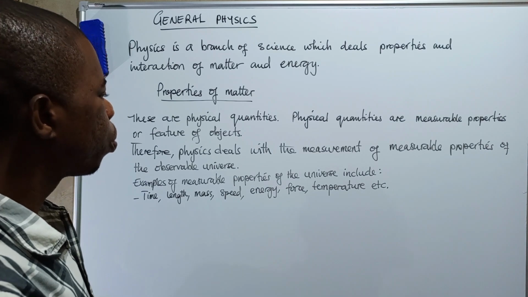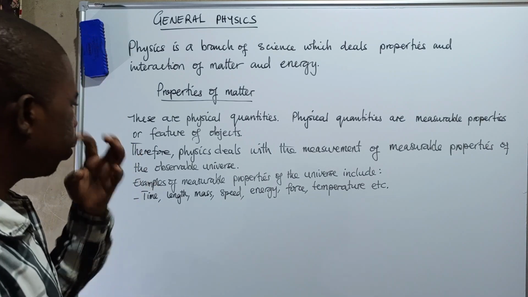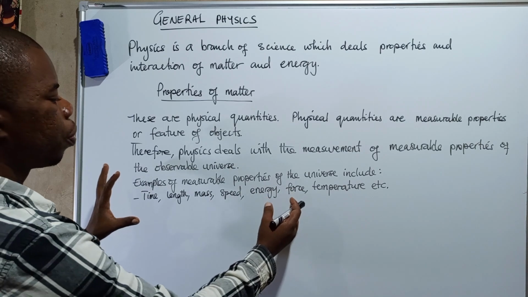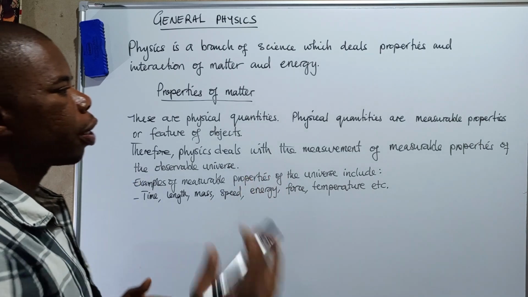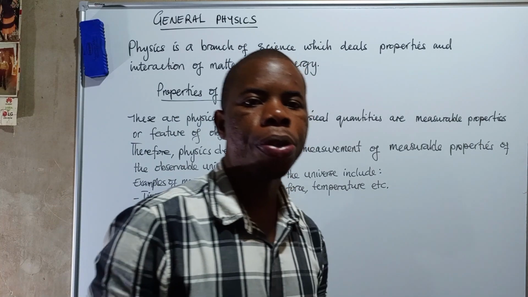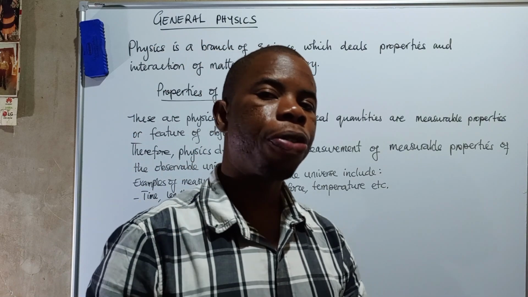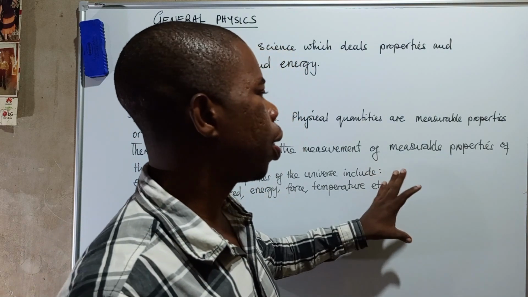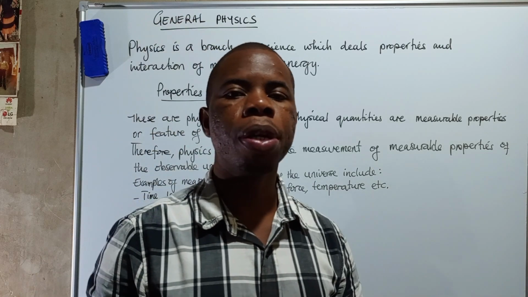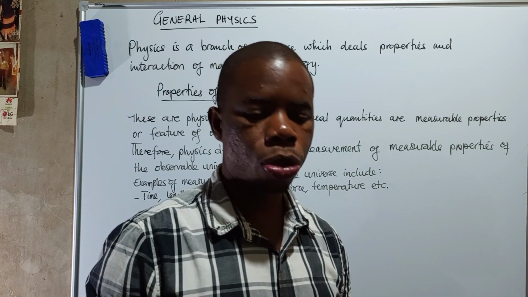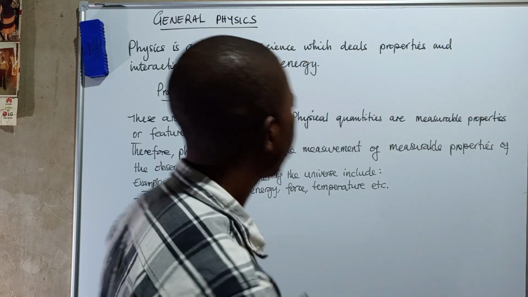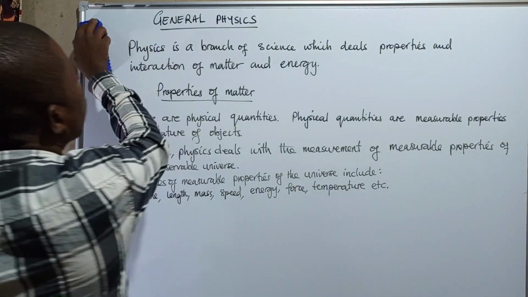Okay? So these physical quantities are categorized into two categories. The physical quantities of the universe which we measure, like those listed above, are categorized into two categories. Okay, so let's talk about the categories.